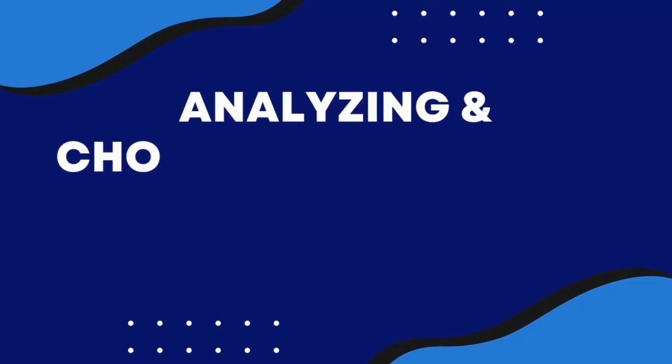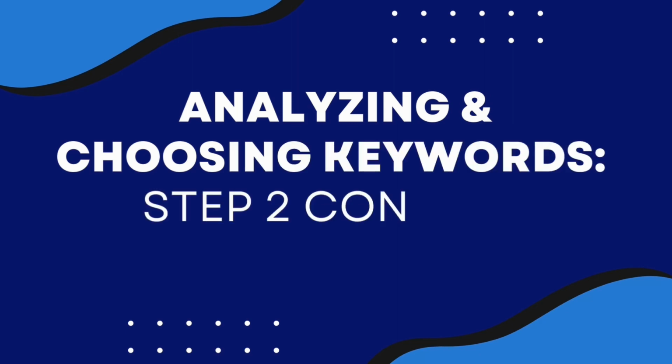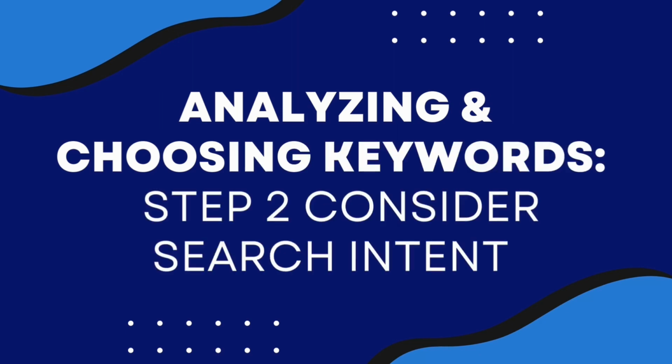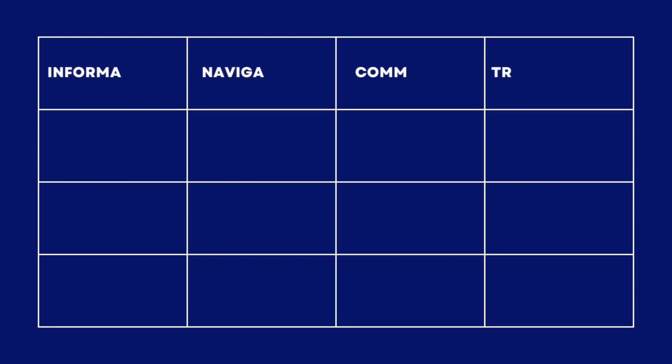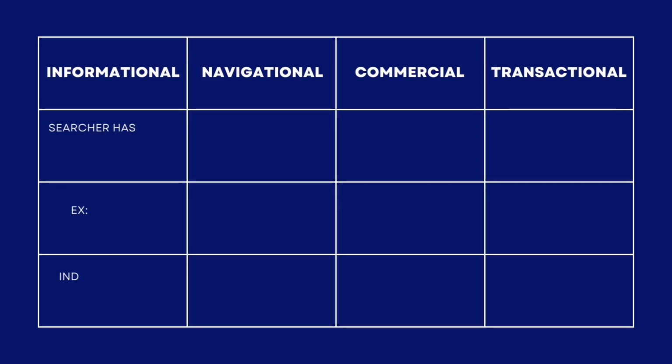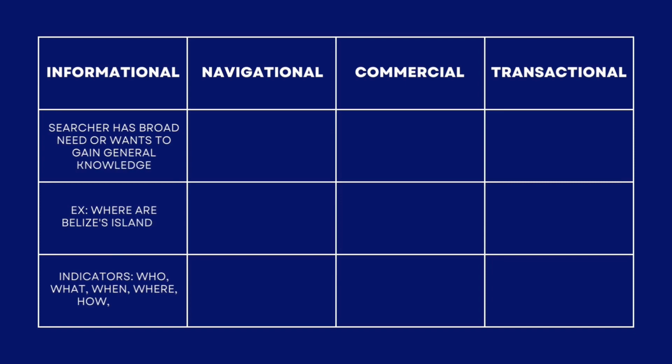Next, you need to consider the keyword search intent and record it on your spreadsheet. The 4 categories behind a search query are informational, navigational, commercial, and transactional. Informational is when a searcher has a broad need or wants to gain general knowledge. For example, where are the Belize Islands?